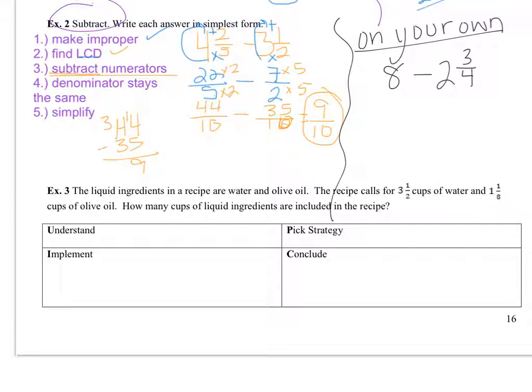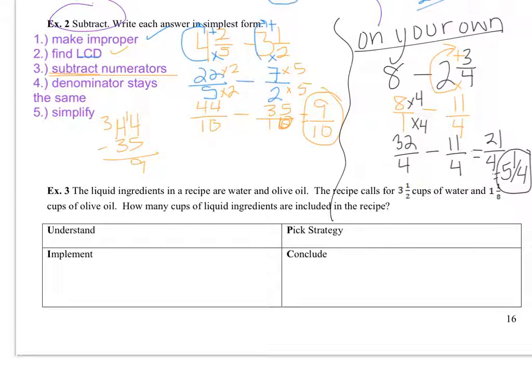Okay, on your own, I'd like you to try 8 minus 2 3/4. I will give you one little piece of advice in case you're worried about that whole number, the 8. If you ever want to make a whole number improper, all you have to do is put it over 1. Okay, so that gets you going. Good luck. Alright, on your own, hopefully you came up with 5 1/4. That's what my workspace looked like.